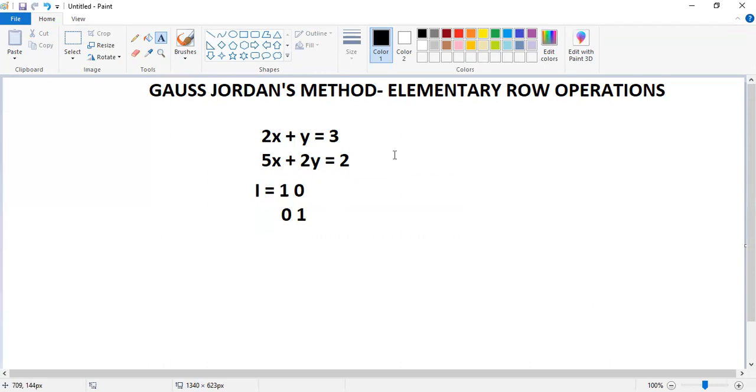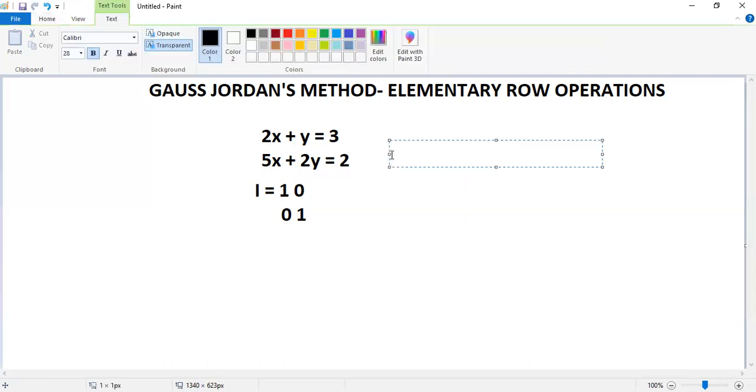So if you are writing this into a matrix form, you have to first check whether the unknowns are arranged in the same order. What I mean is that, you see, in this equation, we have 2x plus y is equal to 3, 5x plus 2y is equal to 2. So the x here and then the x down here, they are in the same order, or they are in the same column. The y here and then the 2y here, they are also in the same column.